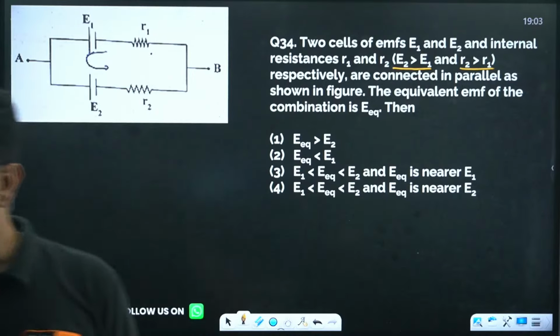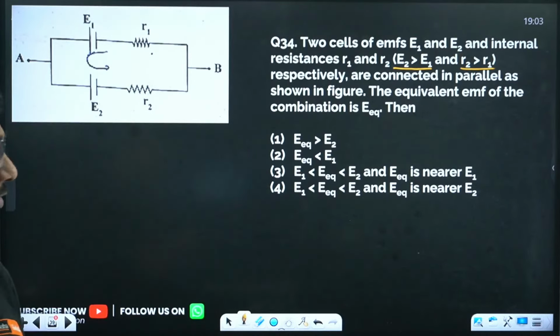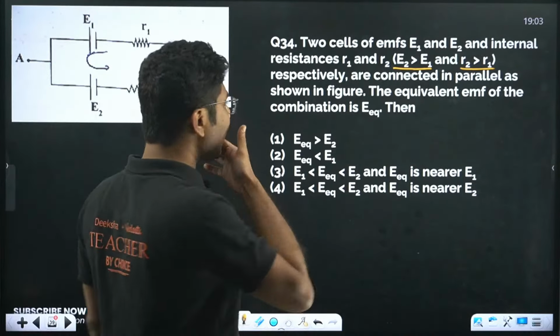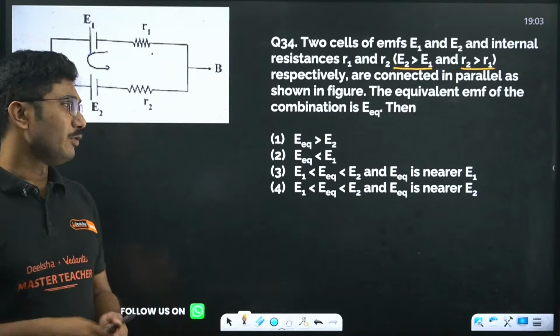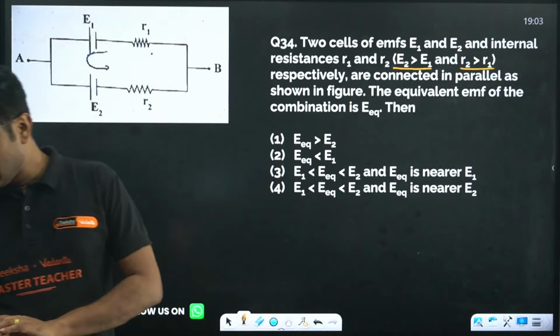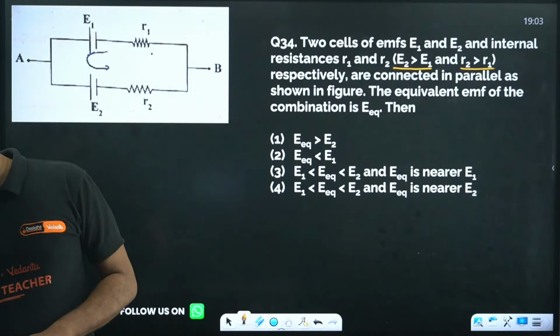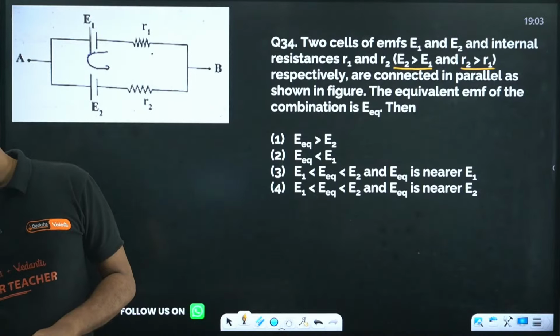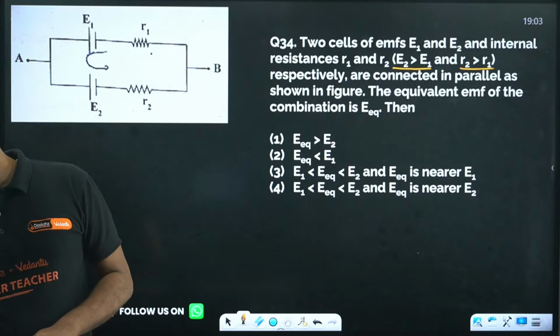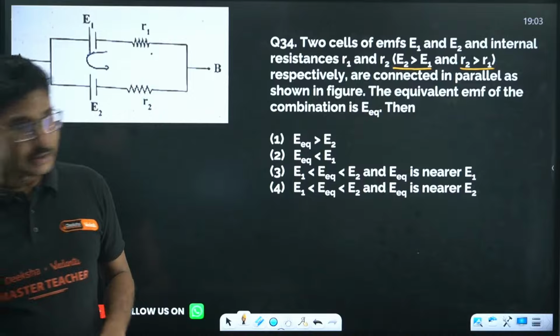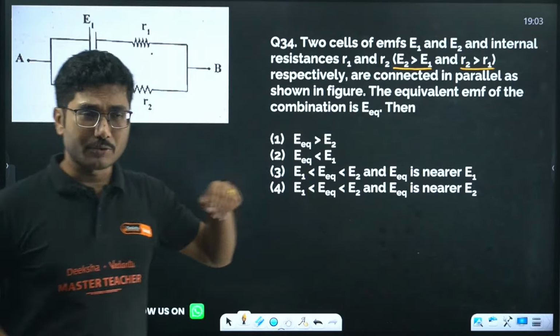Now this question can be tricky if you try to guess the answer. If you know the answer, you are guessing it. The third option is not correct, because in the third option it is increasing, right? So that's why the third option is not correct.